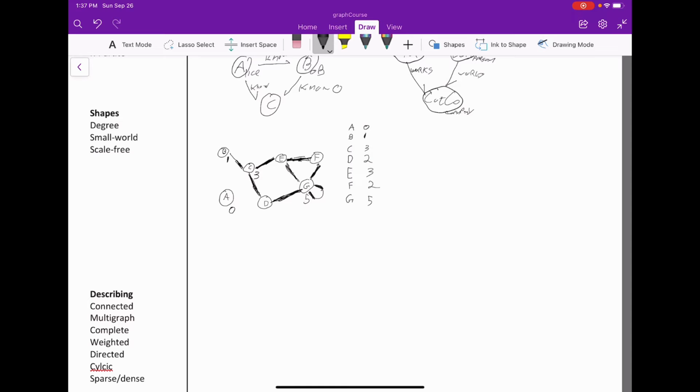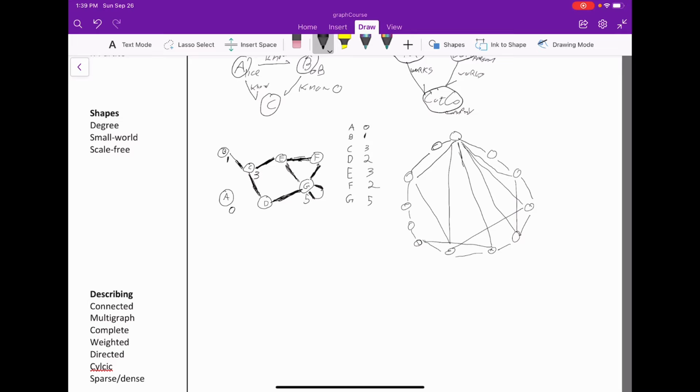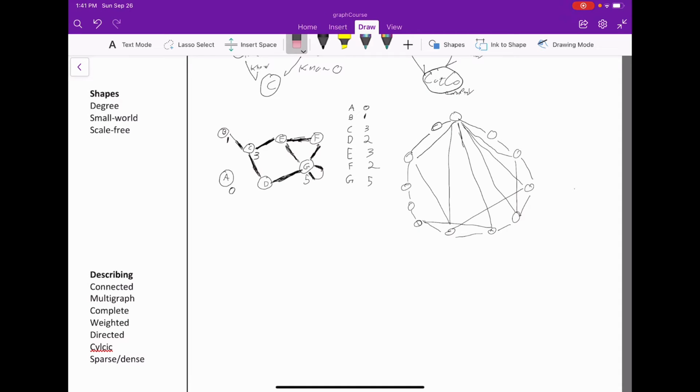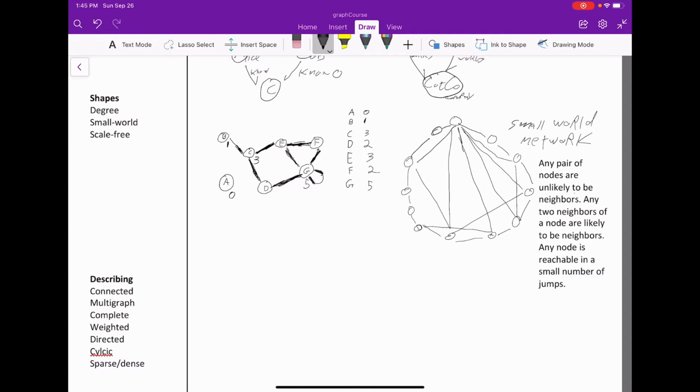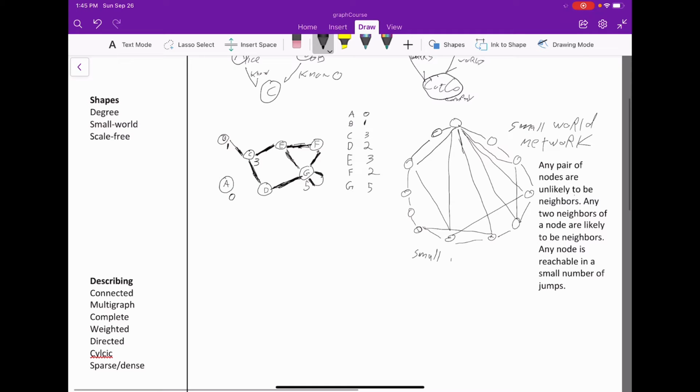Let's consider the following graph. One thing to note about this graph is that for any pair of nodes, they're likely to not be neighbors, but the neighbors of any given node are likely to be neighbors of each other. And, more importantly, most nodes can be reached from every other node by a small number of hops or steps. This is what's known as a small world network. Another way to describe them is to say they have a small mean path length, but high transitivity.